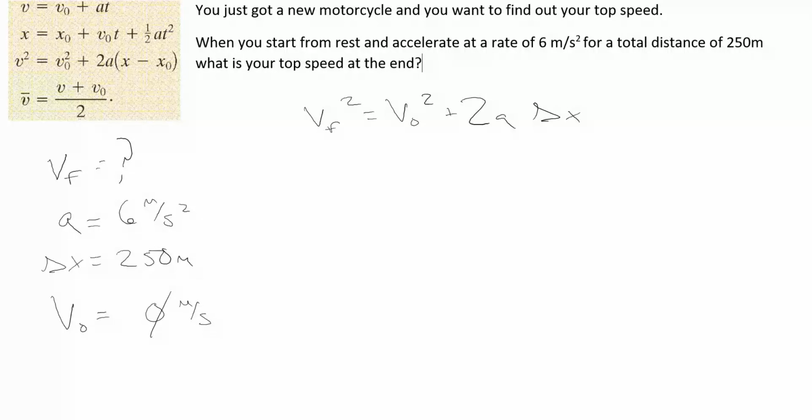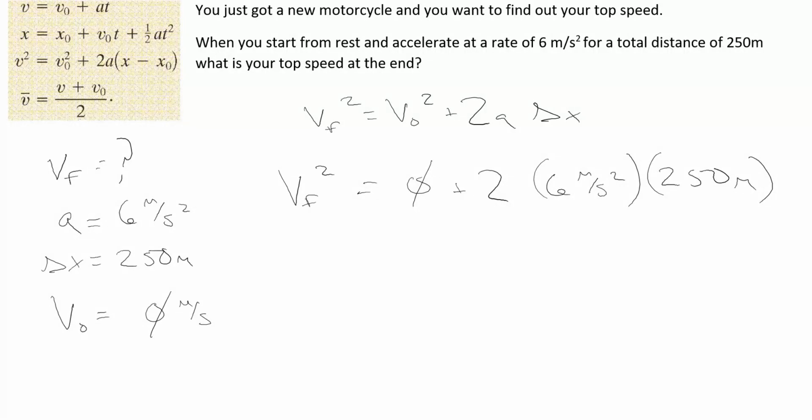So now what we're going to do is reevaluate our equation to make sure that we're looking to solve for the variable that we need. Final velocity, it's already on the left side, so everything looks good. So now I'm going to plug in the variables that are provided. My initial velocity goes to 0. My rate of acceleration is 6 meters per second squared, and my change in position is 250 meters. And all of that is equal to my final velocity squared.